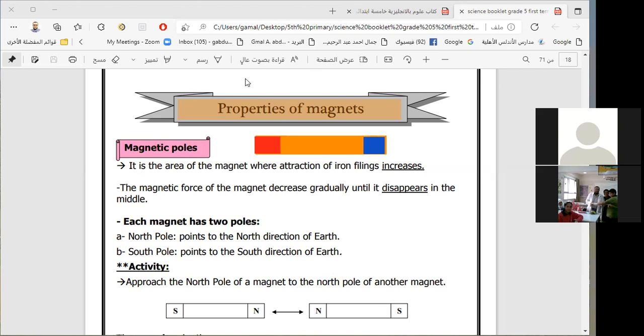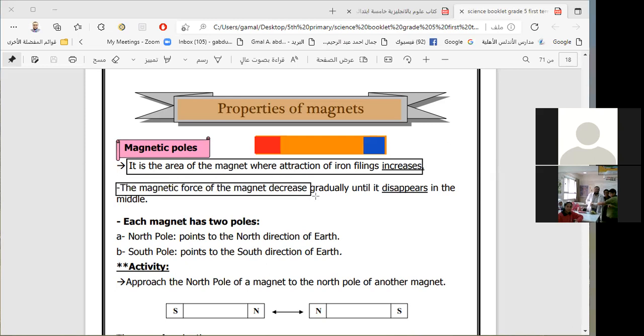So we can define the magnetic pole as the following. The magnetic pole is the area of the magnet where the attraction force is stronger, or the power of the magnet is stronger, okay? The attraction force increases as we go to the pole. And if we go to the middle of the magnet, the attraction force decreases. The magnetic force decreases gradually until it disappears in the middle. You remember this, of course.